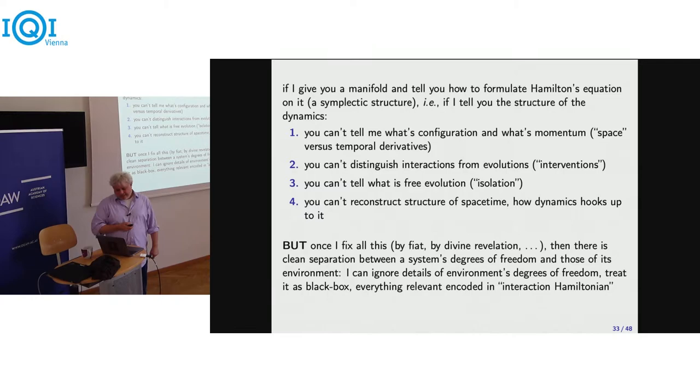to sum up, if I fix what's configuration and what's momentum by fiat, by divine revelation, and somehow or other, by an act of Fichtean intellectual intuition, I just grasp the Ding An Sich and know what the configuration and momentum quantities are, then there is a clean separation between a system's degrees of freedom and those of its environment. I can completely ignore details of the environment's degrees of freedom, treat it as a black box, and everything relevant is just encoded in the interaction Hamiltonian, which is expressed using the system's own quantities. So I can black box the environment, don't need to know anything about it, and I can still represent interactions.